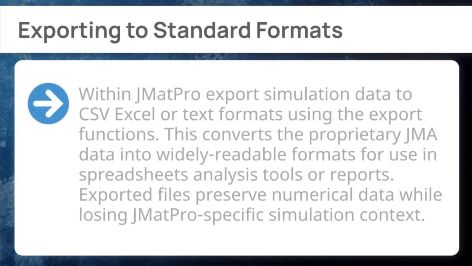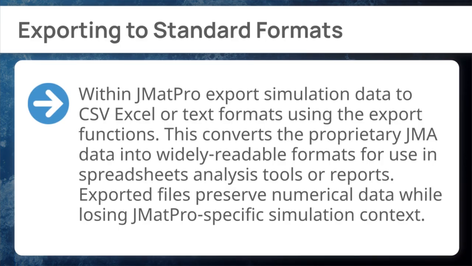Next, exporting to standard formats. Within JMatPro, export simulation data to CSV, Excel, or text formats using the export functions. This converts the proprietary JMA data into widely readable formats for use in spreadsheets, analysis tools, or reports. Exported files preserve numerical data while losing JMatPro specific simulation context.